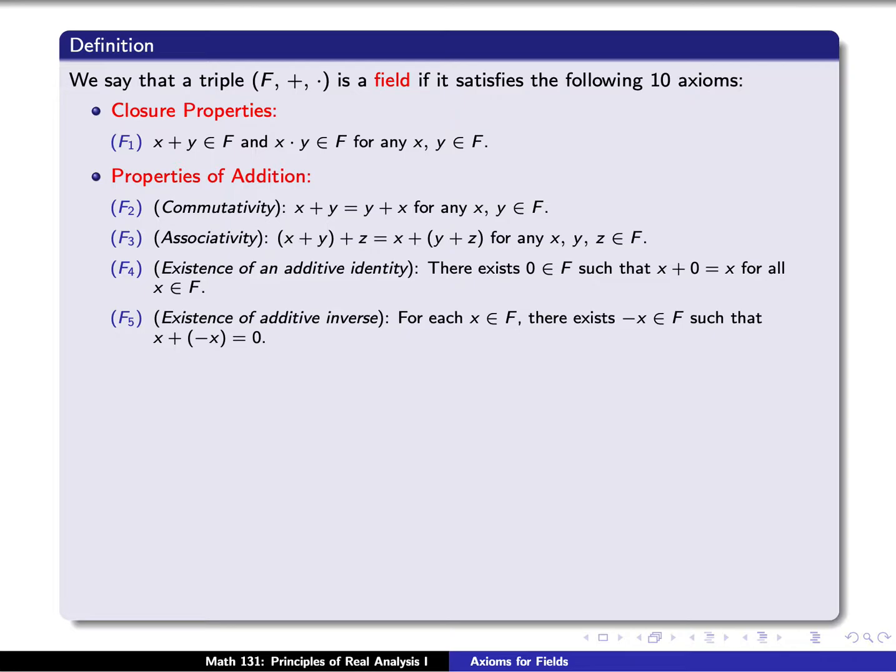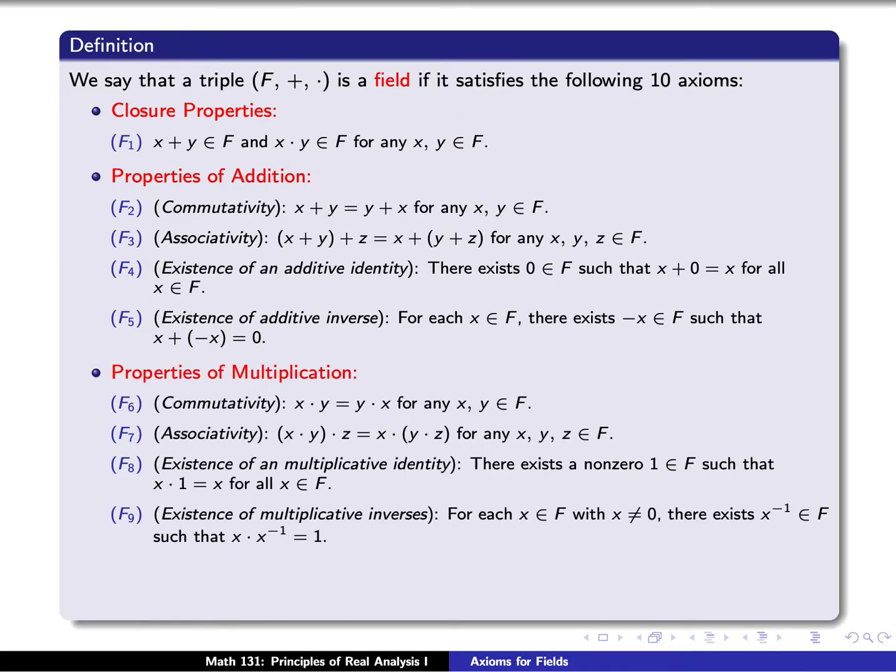then add x. Next, there should exist a 0 element, something we're calling an additive identity. What we mean is x plus 0 should be x for all numbers x. And finally, every x should have an additive inverse that we'll denote by negative x. That means x plus negative x should be the additive identity 0.